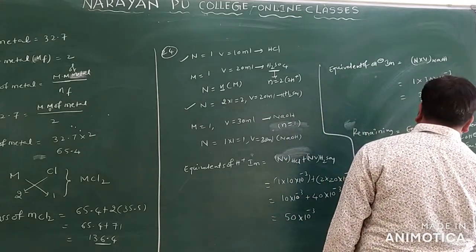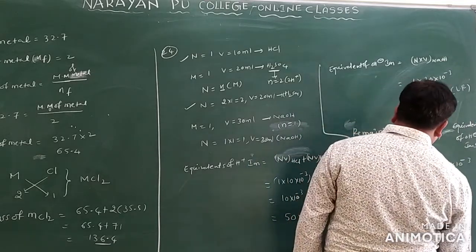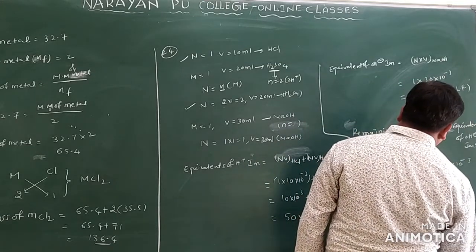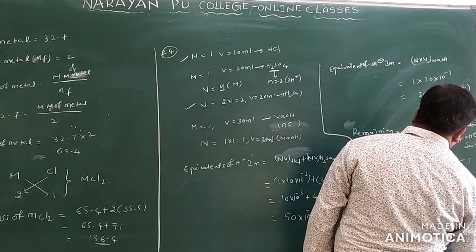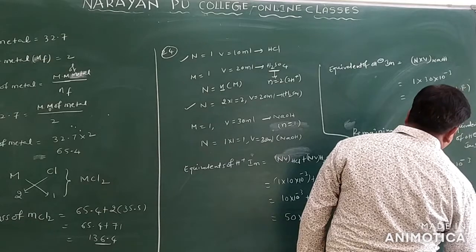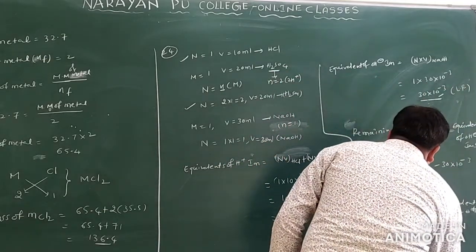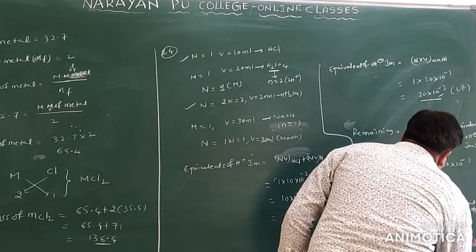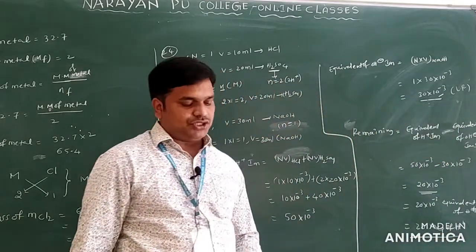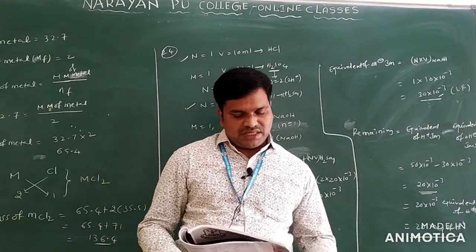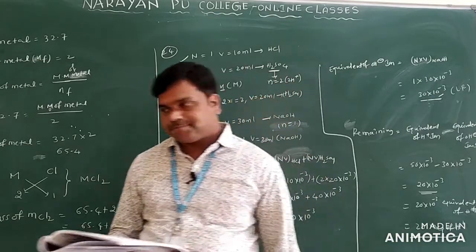This is what remaining? My H plus ions only. So what you can write here? 20 into 10 power minus 3 equivalence of H plus ions only. Now we will write here 20 milli equivalence of H plus ions remaining in the solution only. Now we will see what your answer is here. You will take option 1 for this question.